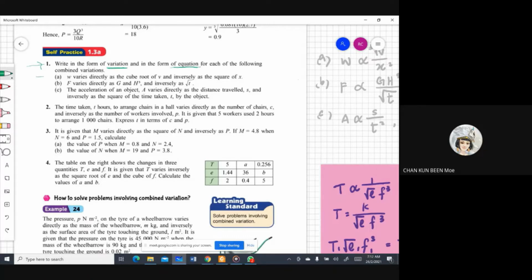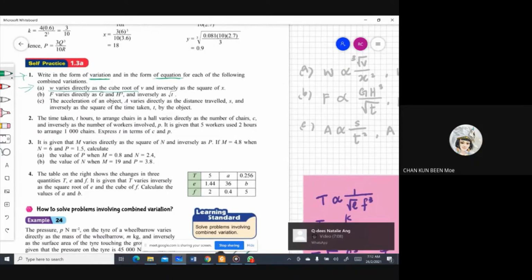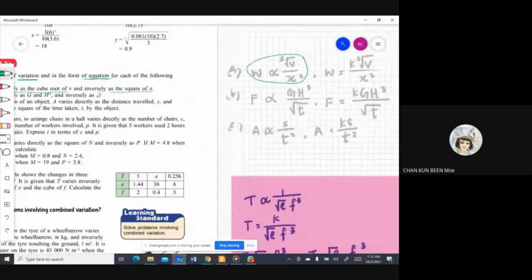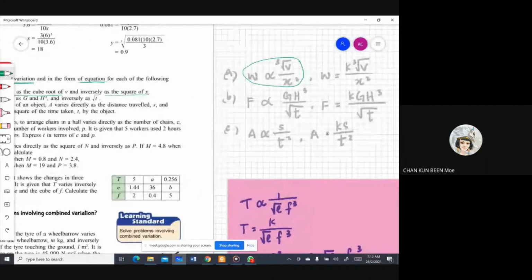So for the first question, A over here, W varies directly as the cube root of V. So the first one here, you refer to the answer that I've written for you already. W varies directly as the cube root of V, this part. And when you see the x squared below, meaning that it is inversely as the square of x. So the first one is to represent the form of variation. And then you just write down in the form of equation. Therefore, W is equal to K times cube root of V over x squared. Just add on the constant here.